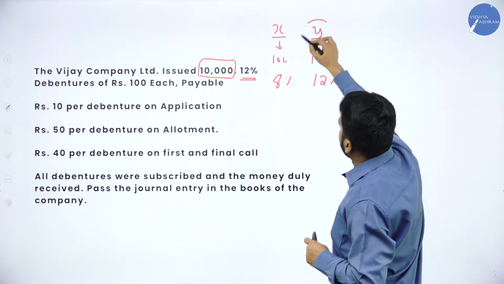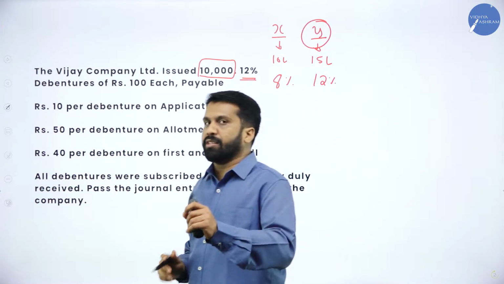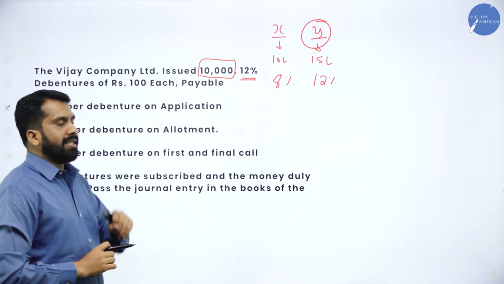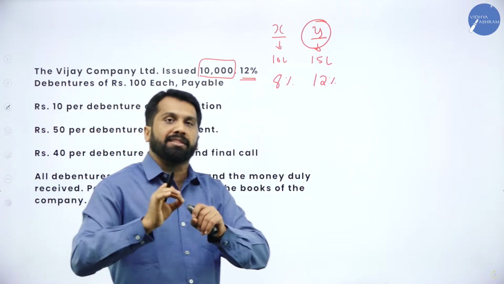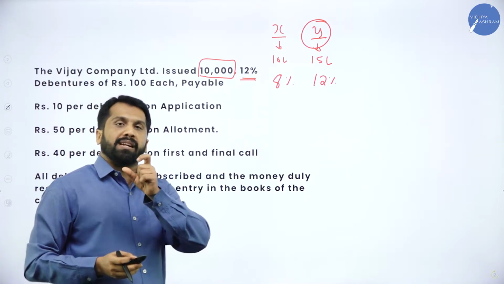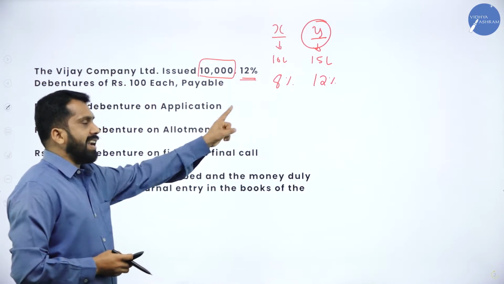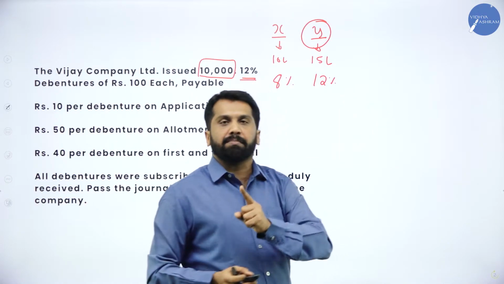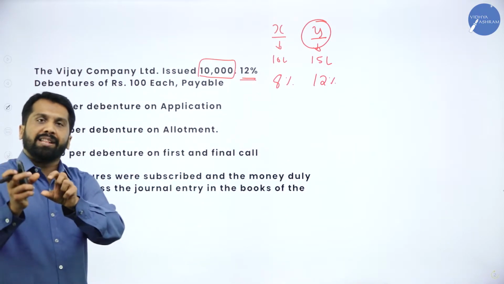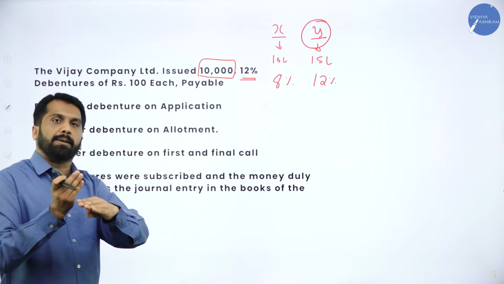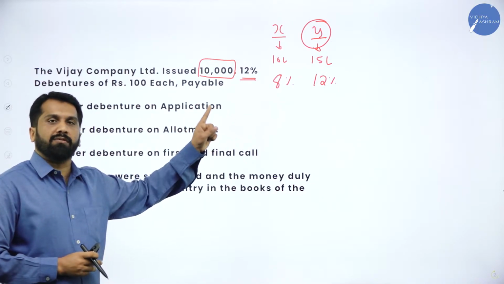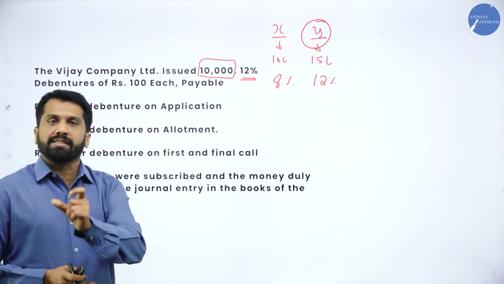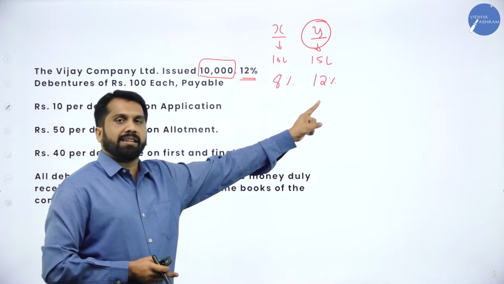Now, while calling Y, we always mention that 12% debenture holder. While calling X, we call it as 8% debenture holder. Means that particular debenture holder will get 8% interest. This particular debenture holder will get 12% interest. That's why along with debenture, we add the prefix, the percentage of debenture. Whatever percentage of interest we are giving, that percentage will be added with their name.